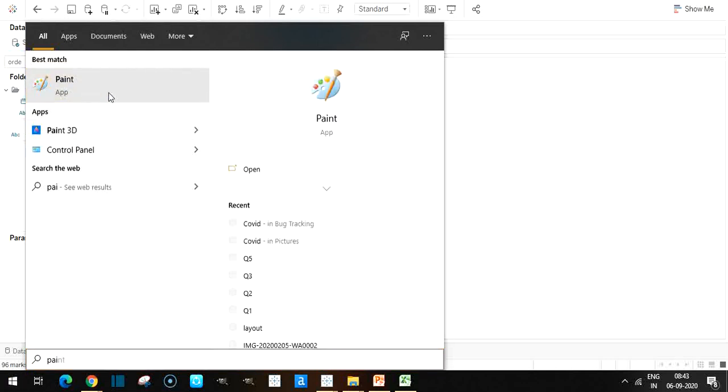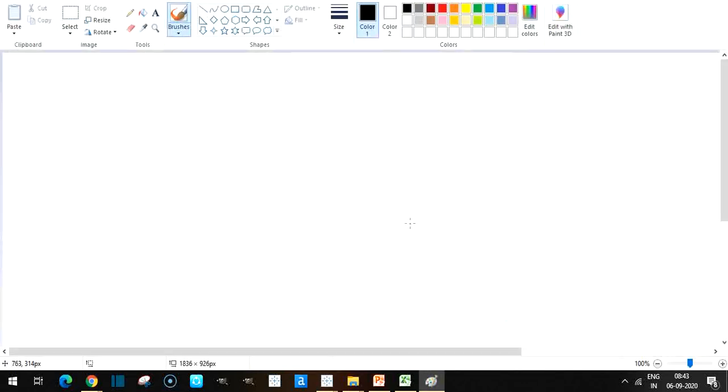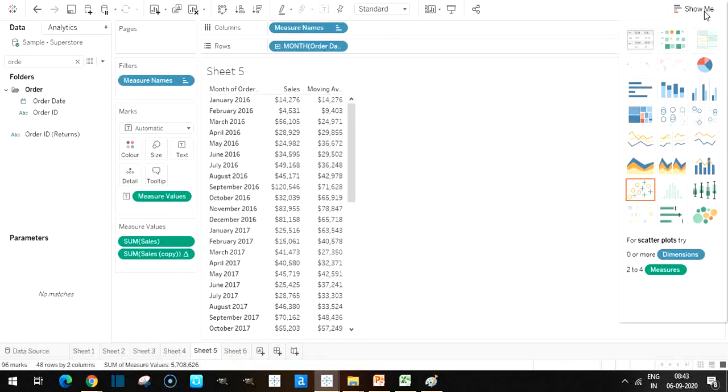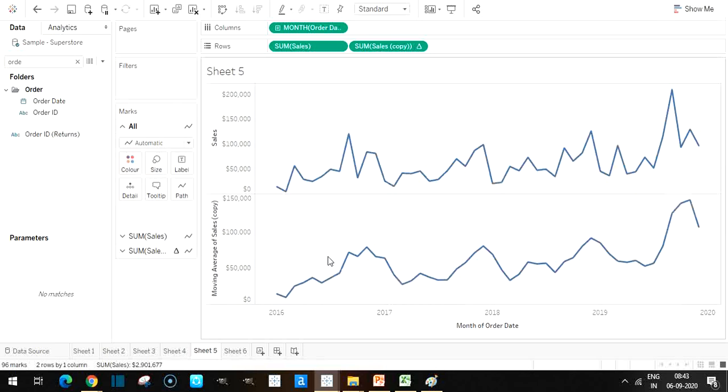See, I can tell you moving average is on a line chart, basically. So let me first show you this line chart. Let me convert this to a line chart. Okay, so this is my regular sum of sales trend. This is my line chart for sales, and this is my moving average. So can you notice any major difference?